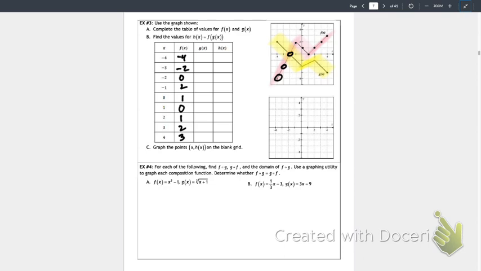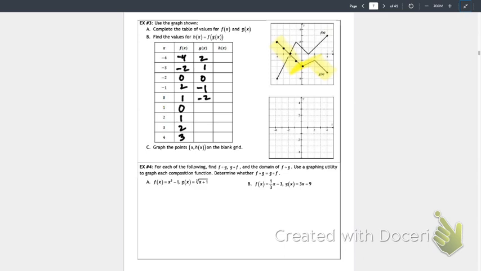All right, now let's do the g function. Let me erase all this, sorry. So the g function is using this one. All right, so g of negative 4 would be here at 2. G of negative 3 is right here at 1. G of negative 2 is 0. G of negative 1 is negative 1. G of 0 is negative 2.